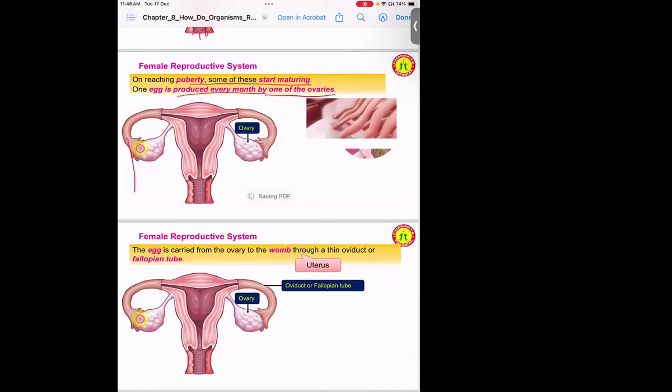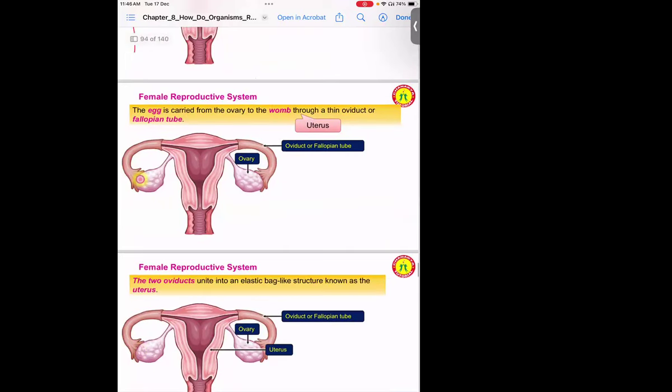Also, they have a part in the center, as you can see in this picture, called the uterus. This part is called the uterus, and the uterus is also called the womb. That is why you might have heard us say the mother is carrying the baby in the womb. Womb is nothing but the uterus. All right. Again, an important part for your board examination.